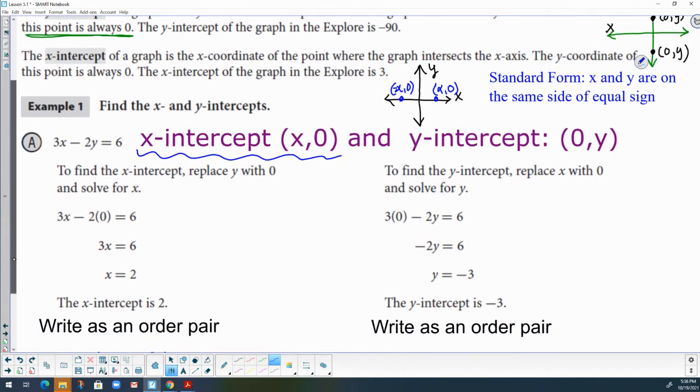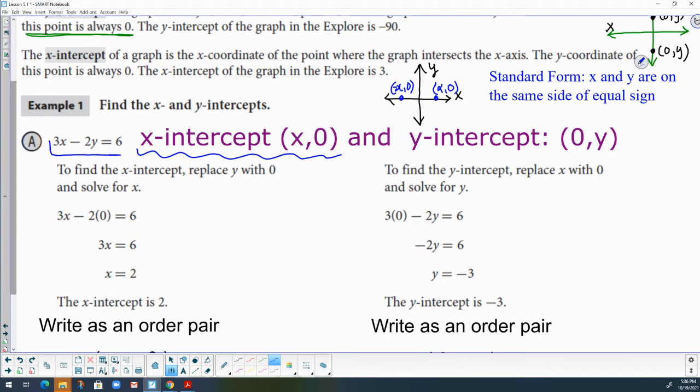You're going to take the equation here, and you can see this equation is in standard form, ax plus by is equal to c. When you're solving them, you always want to put them in standard form, which just means x and y are on the same side of the equal sign. So just to walk through this example, I have my equation 3x minus 2y is equal to 6. I want to solve for the x-intercept.